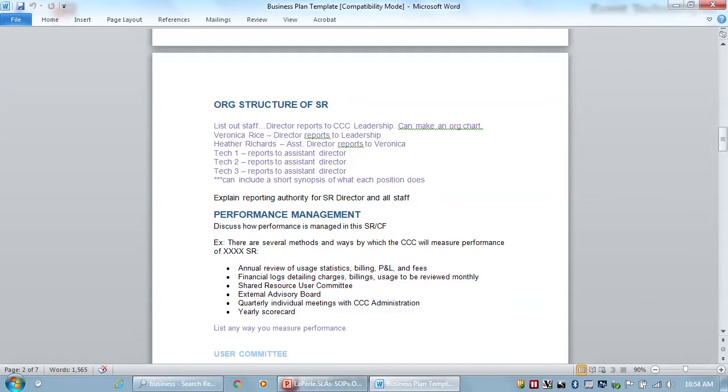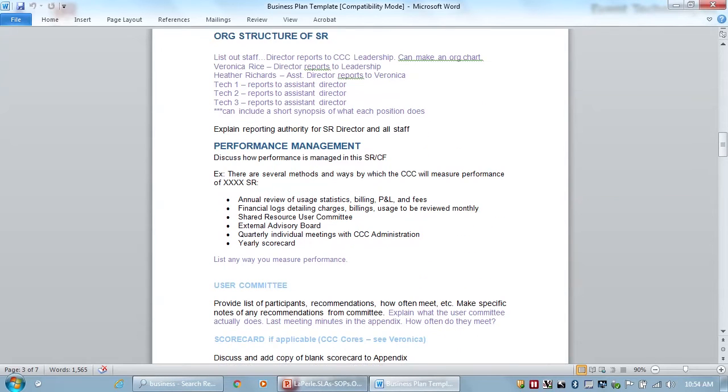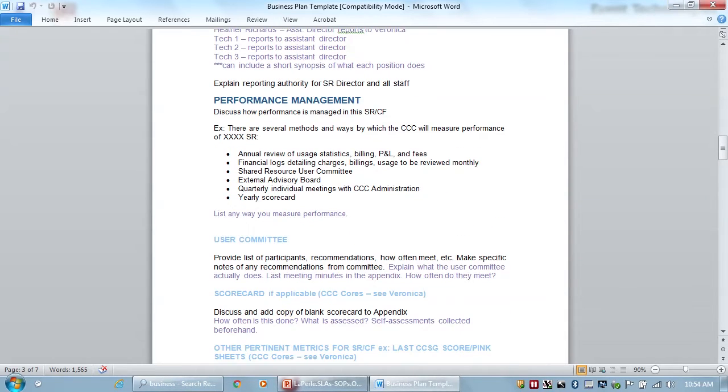Performance management lists. So for CCC cores, they have a specific set of requirements that they need to meet for being a core. They'll want to list all of those here. But if you have requirements for other ways that you're measured based on performance by any of those other stakeholders, so some of our CCTS-supported cores, they need different information than the CCC requires them to collect.